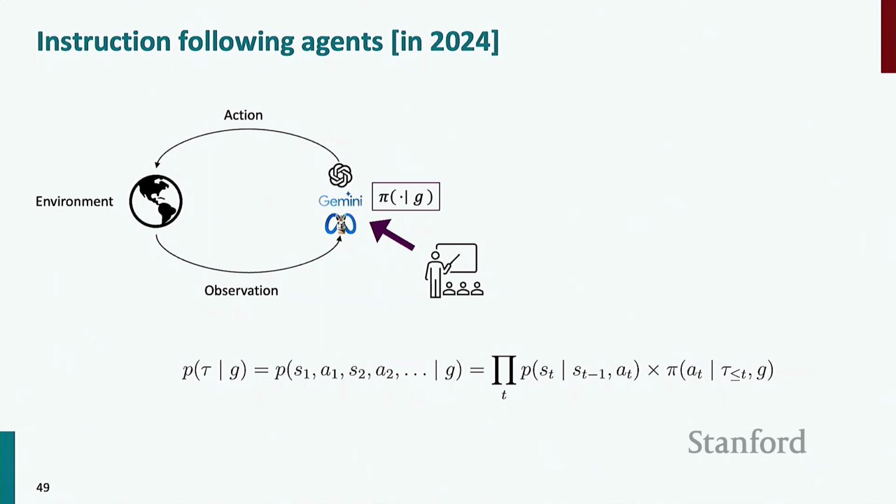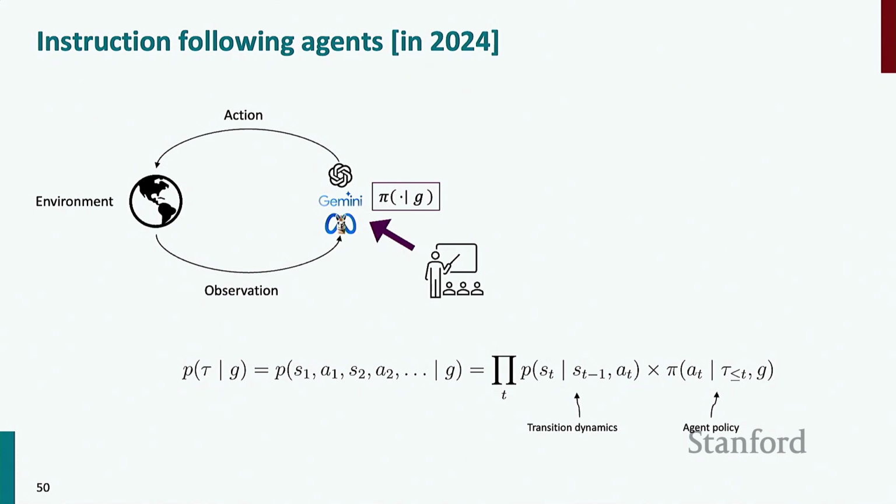And you could factorize that into two terms. The first term is the transition dynamics of the environment. That's just what happens if I take a certain action in a given state, how is my state going to change? And the second object is the agent policy, which is, given my goal and the trajectory so far, what is the next action I should be taking?